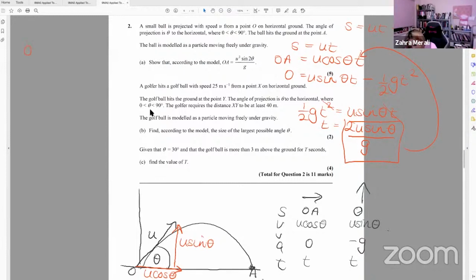When we do that, we get OA equals U cos theta multiplied by 2U sine theta over G, which gives us 2U squared cos theta sine theta over G. And then we know 2 sine theta cos theta is the same as sine 2 theta, and we have our solution. So although it looks all convoluted, it's actually quite straightforward, and you've got to use a little bit of trig. You never get away from trig.